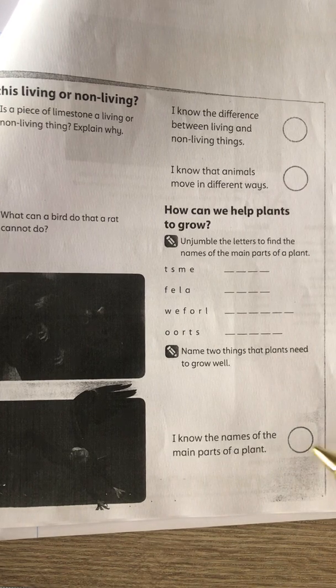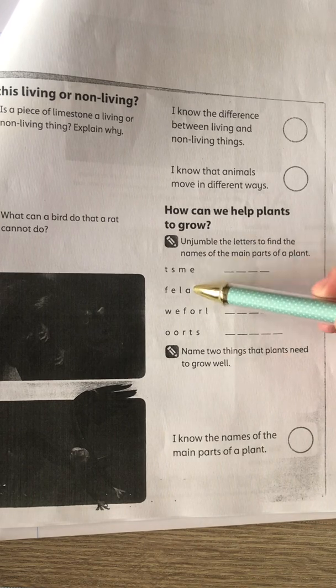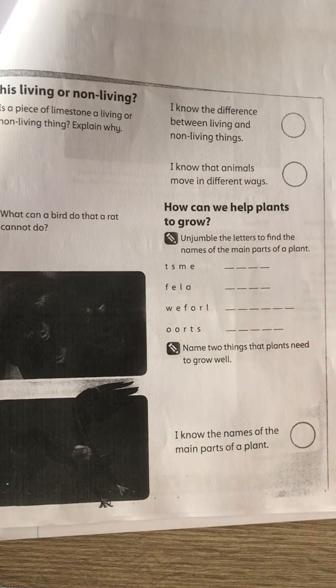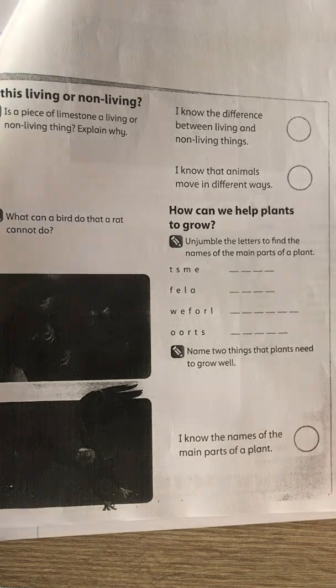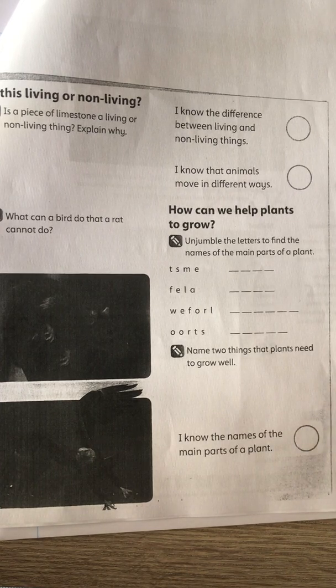Good. And then tick or cross. I know the names of the main parts of a plant. If you could remember these 4 words, no problem, give it a tick. If you were like, I totally forgot what those parts of the plants were, I'm so lucky Ms. Etzebe talked so much, then make a cross.